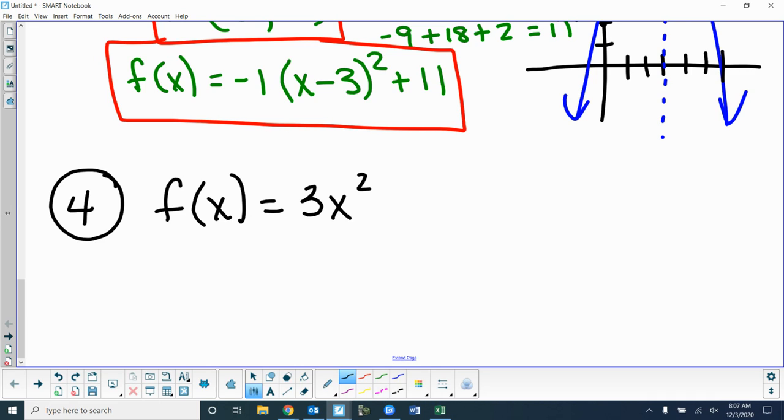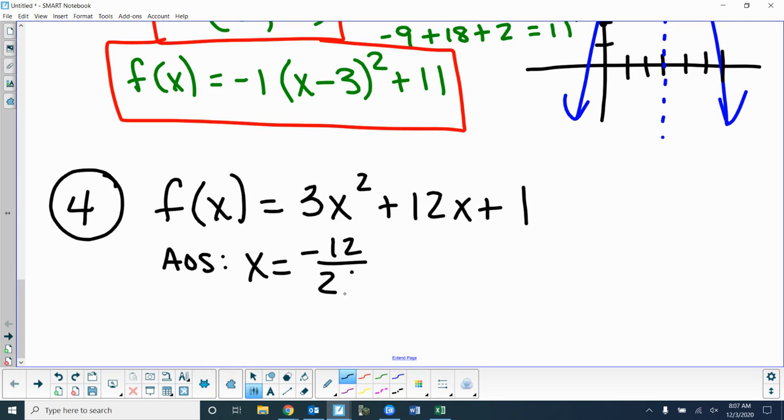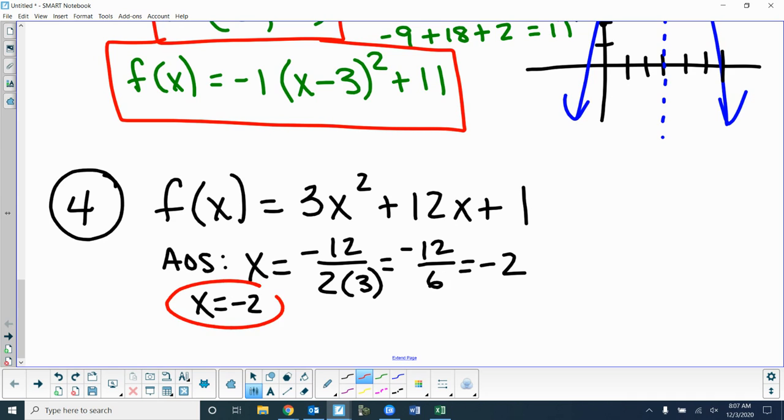So we got 3x squared plus 12x plus 1. Again, if you're going to do the complete the square method, you're going to have to factor out the 3 on this one. But if you do the method that I'm showing you here, you don't have to worry about that. So we'll do the axis of symmetry first. x equals negative b over 2a. So that's negative 12 divided by 6, which is negative 2. So x equals negative 2, the axis of symmetry.